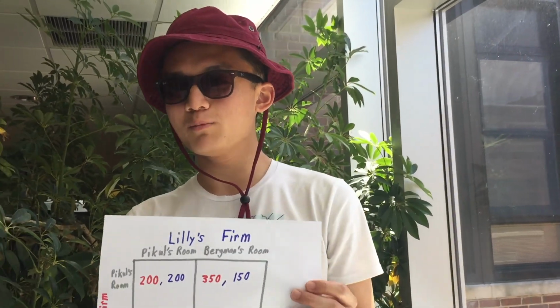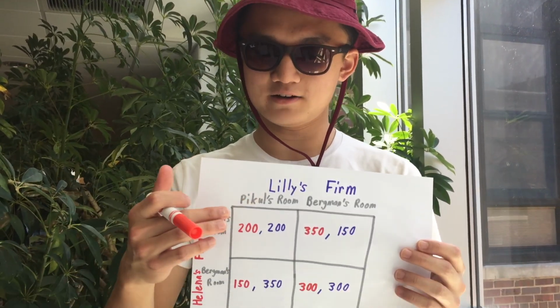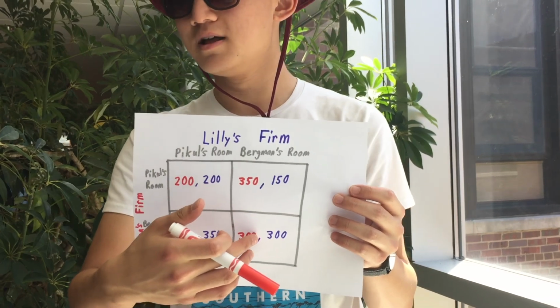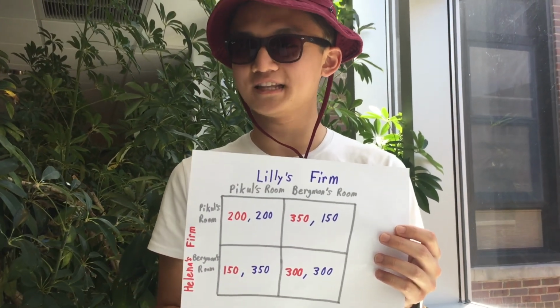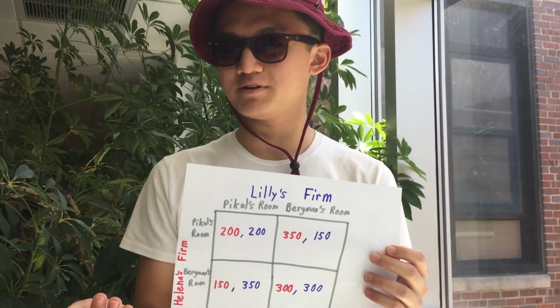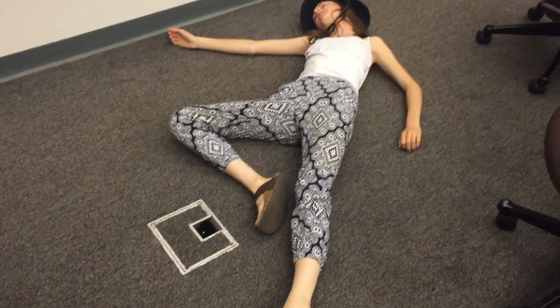Those are some great explanations, John. But I just wanted to get one more thing. If you look back at our table, we see that if both Lily and Helena chose Ms. Bergman's room, they could actually increase profits. It's important to recognize that this does not make the situation a Nash equilibrium, because Lily and Helena have no way of knowing what the other will do.